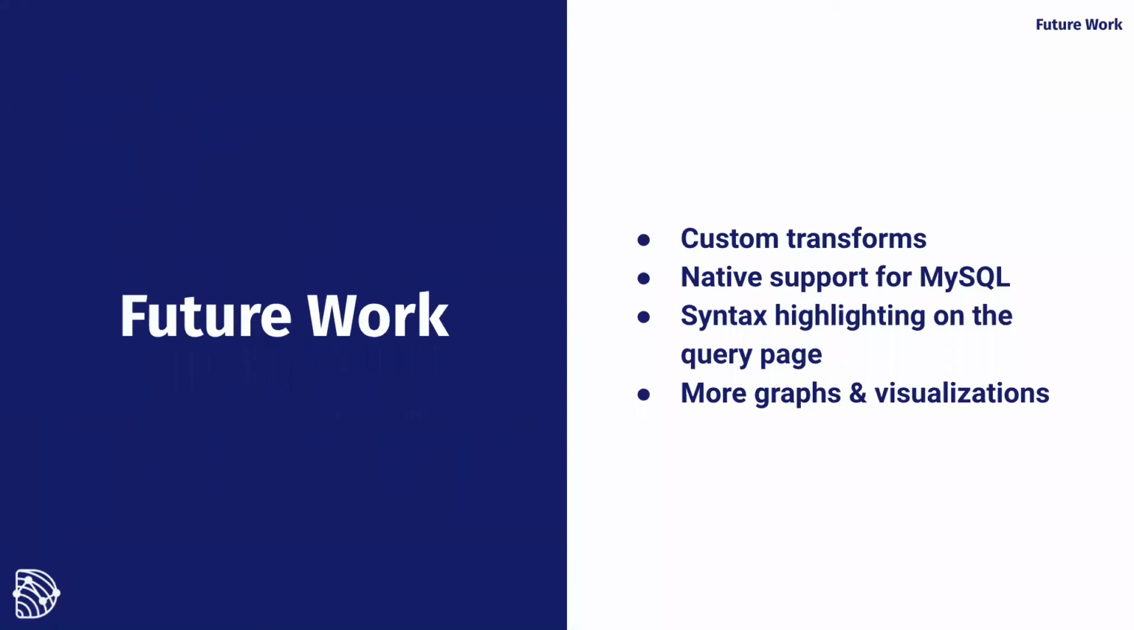We would like to provide our users the ability to inject custom transforms into the pipeline. Currently, we only have Vector's remap function to provide very basic data transformations. We would also like to provide built-in support for MySQL, which Vector does not currently support. And finally, on the dashboard, we would like to provide syntax highlighting for SQL queries, as well as more graphs and visualizations to help resolve outages.